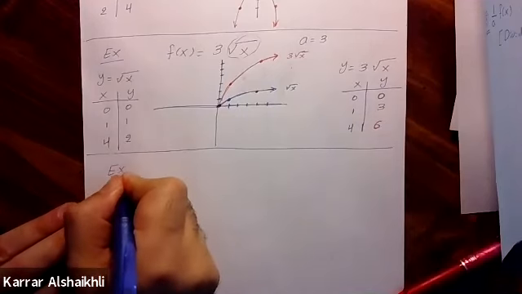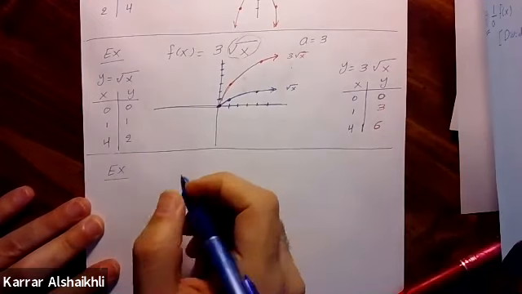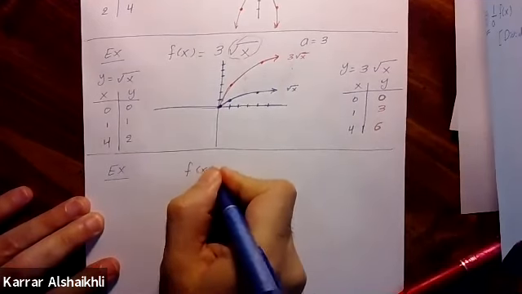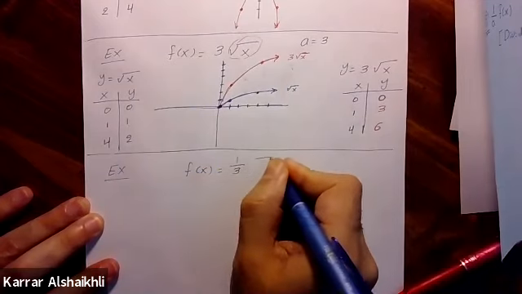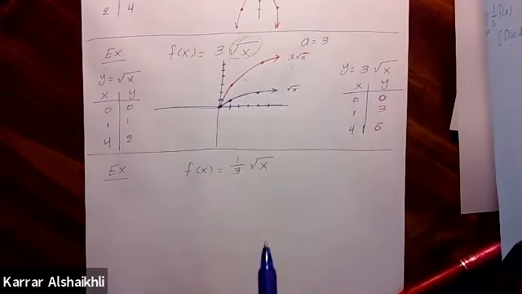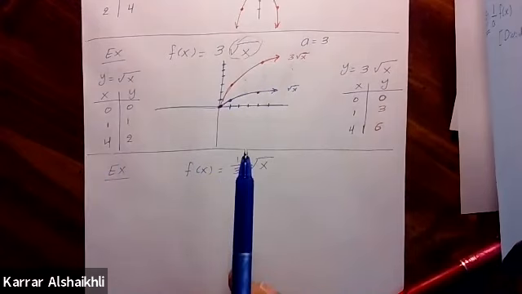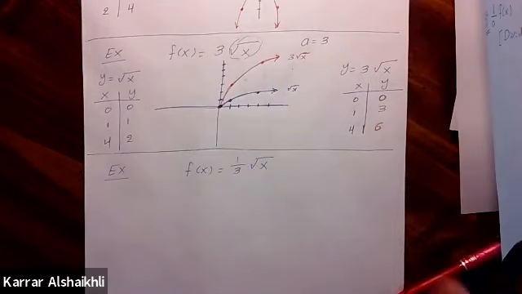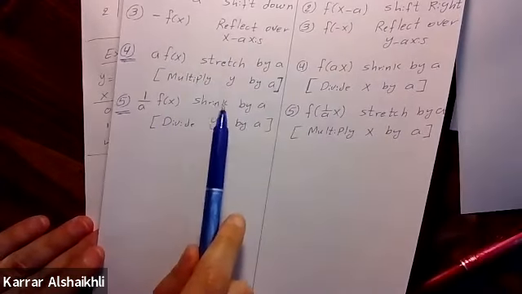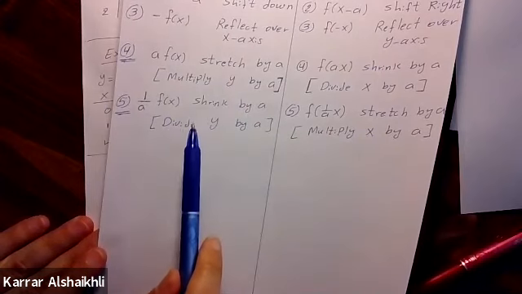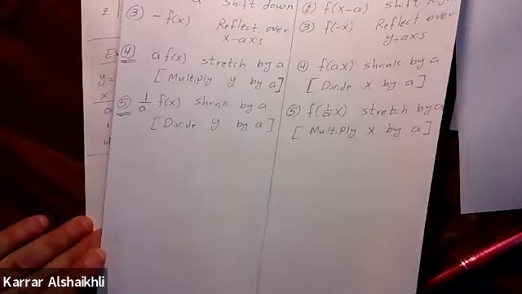So here is the example. Let's do it, f of x equals 1/3 square root of x. You see, exactly the same number, but I changed it. 1/3 is going to be vertical shrink. If you have 1 over the number, it is vertical shrink by a. How are we going to do that? We're going to divide y by a.